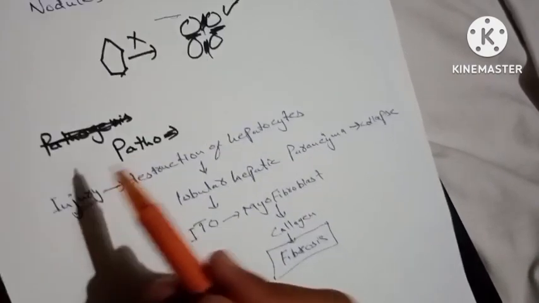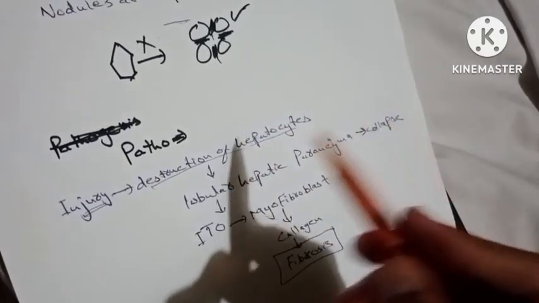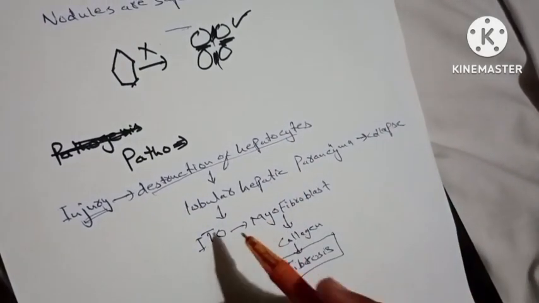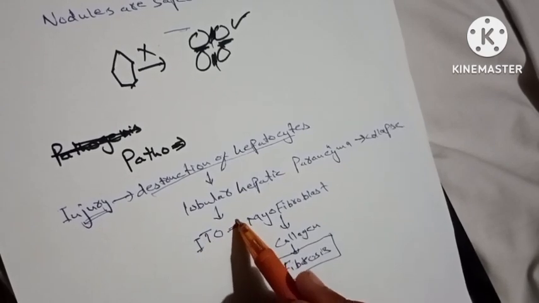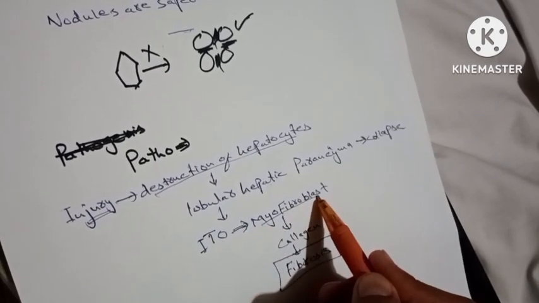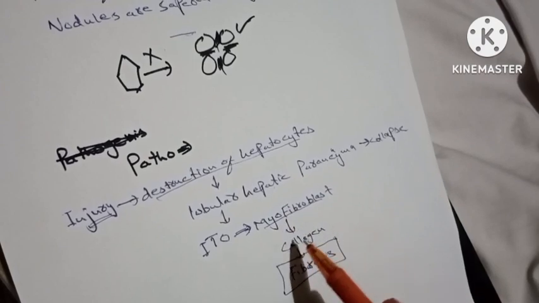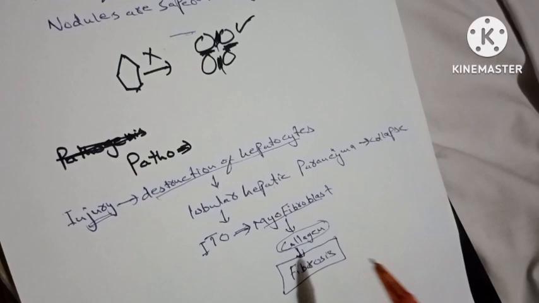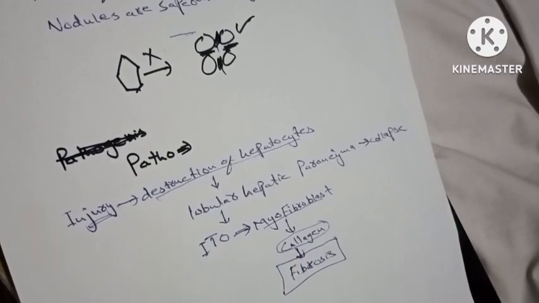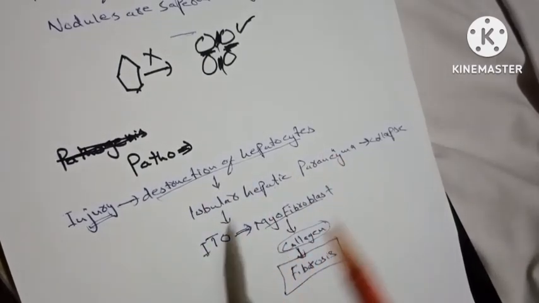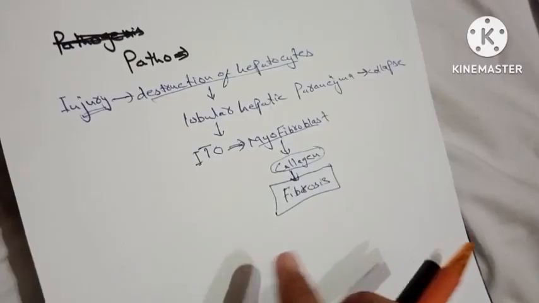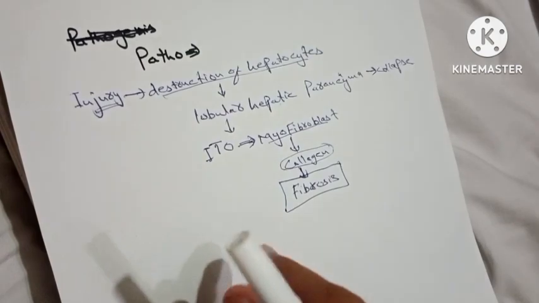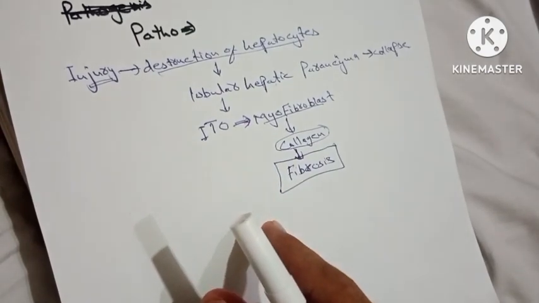First of all, injury occurred, then the destruction of the hepatocytes, then the normal lobular hepatic parenchyma gets collapsed, stellate cells converted into myofibroblasts. Myofibroblasts start to synthesize the collagen. Due to storage of the collagen, the fibrosis occurs. So this was about the pathogenesis of the cirrhosis of the liver. Okay, we have done the definition of the cirrhosis, the pathogenesis of cirrhosis. Let's move toward the classification of cirrhosis.